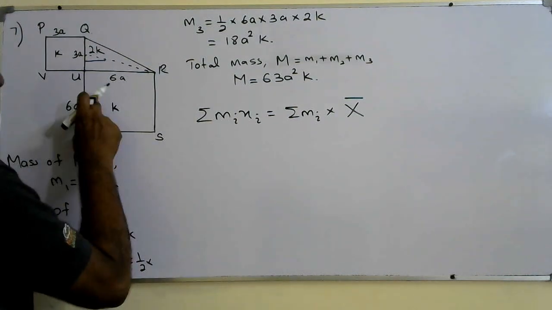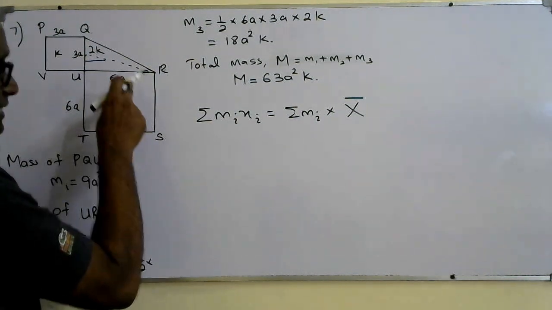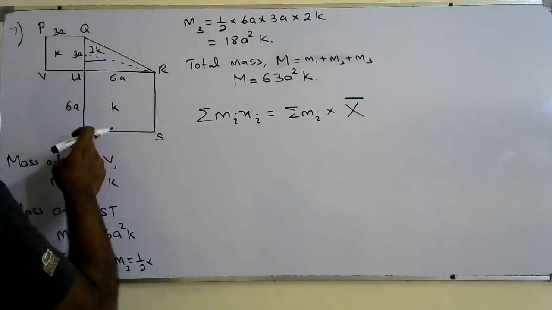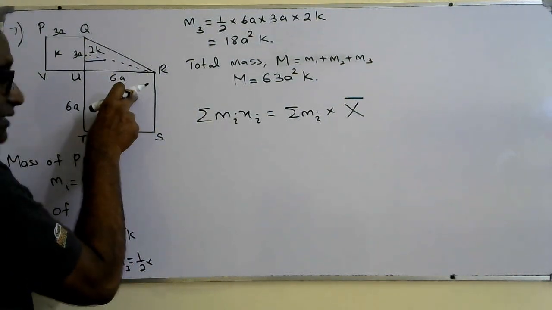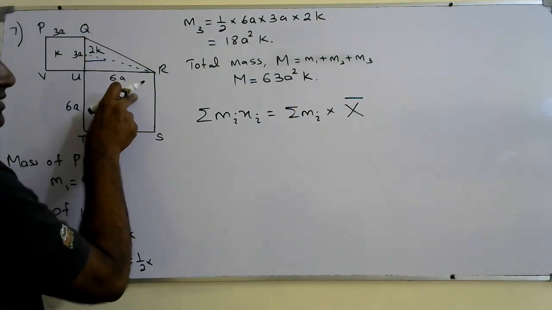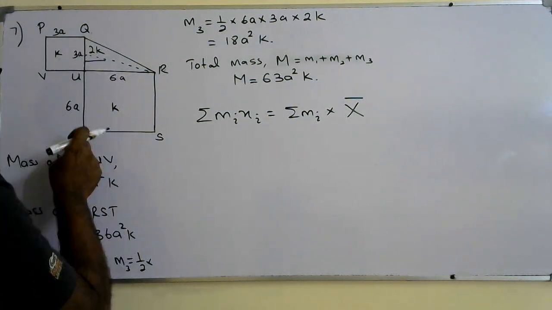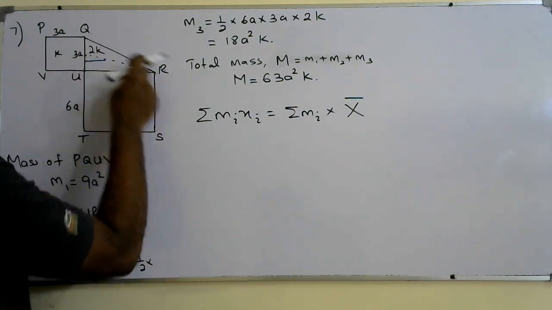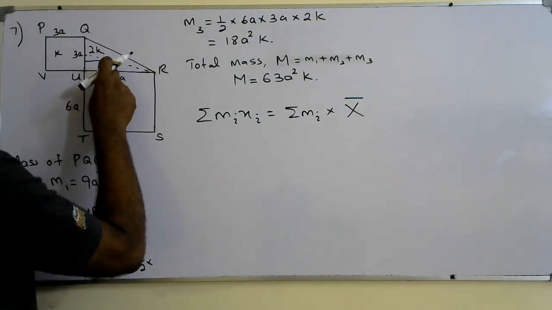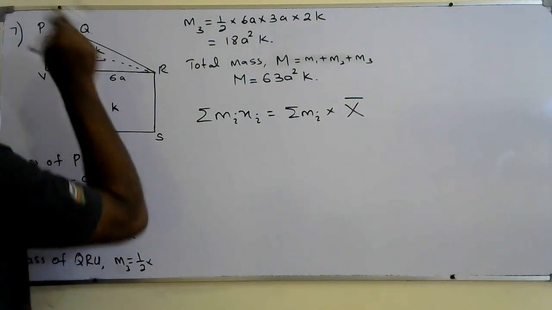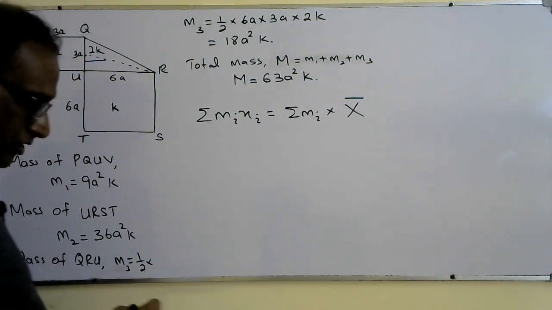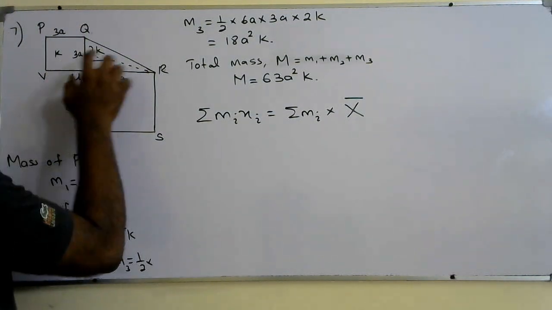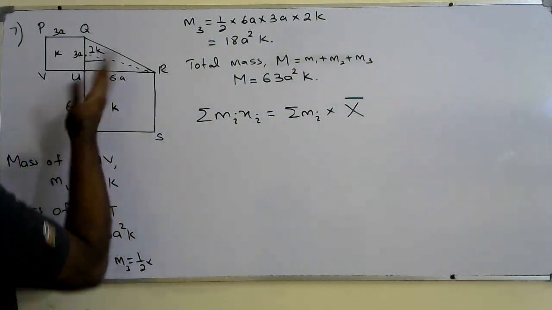So sigma mi xi is the mass of this triangle into its distance of center of mass from the line QT, plus the mass of the square into the distance of the center of mass of the square from QT, plus the mass of the other square, this one, into the distance of its center of mass from that. But there will be a minus sign because these two are on one side. I'll take it plus, and this will be on the other side.